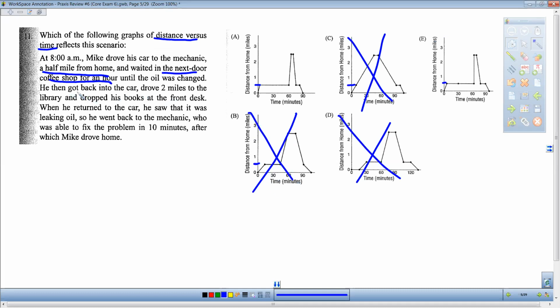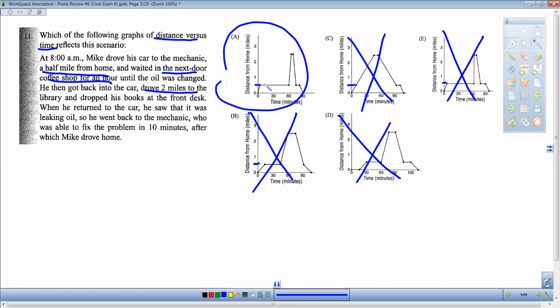And then he got back into the car. So after this wait, he got back into the car and drove 2 miles to the library to drop off his books. So this one is showing a rate of driving. This one shows a vertical line. That's not going to work. A is your answer.